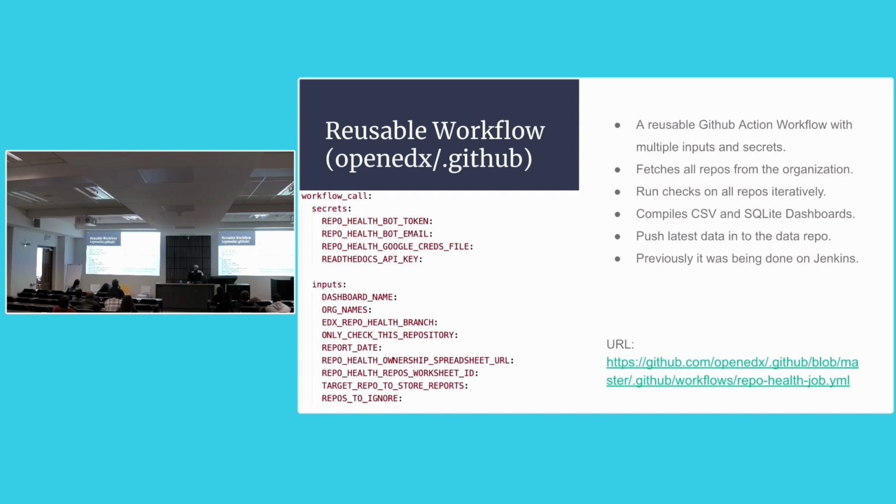Previously, all this was being done on Jenkins, and now it is on GitHub Actions. So that's a URL. And now moving to the inputs. These are the inputs and the secrets of the current reusable workflow.